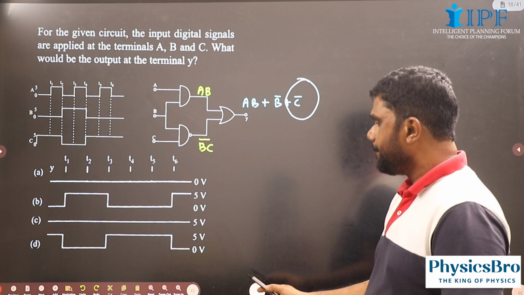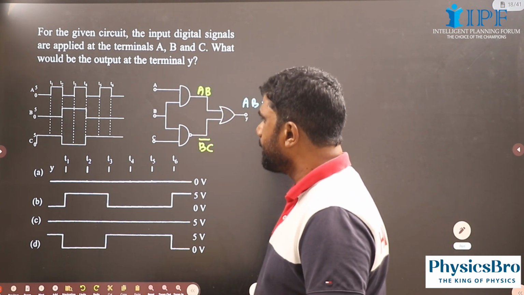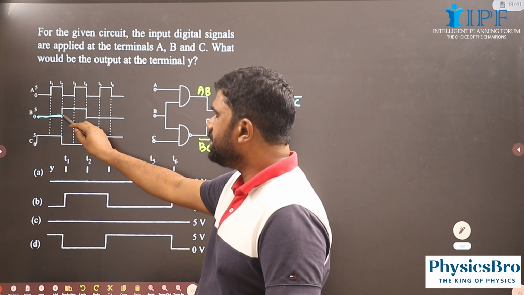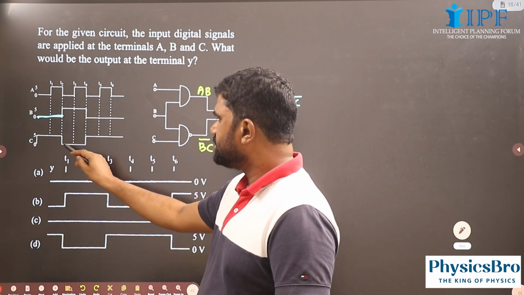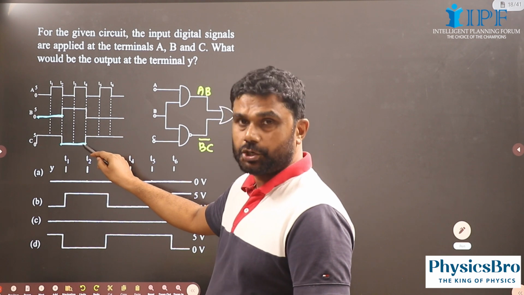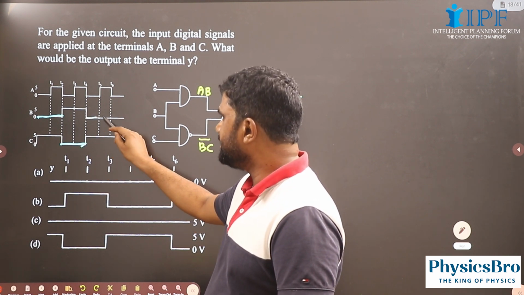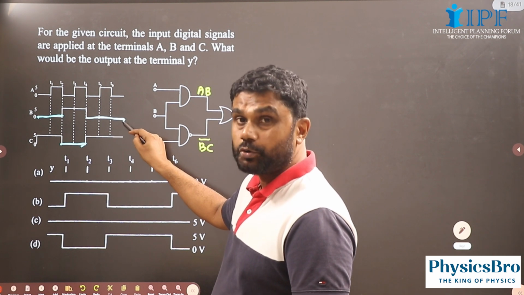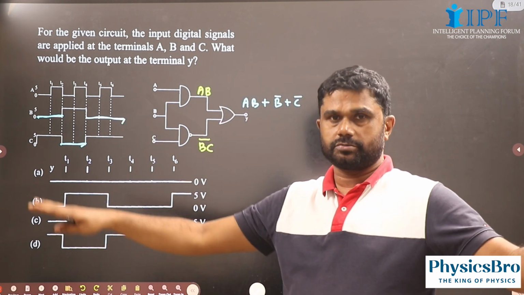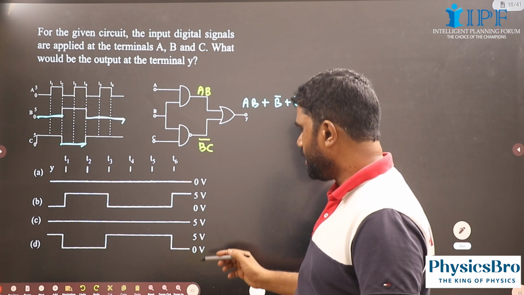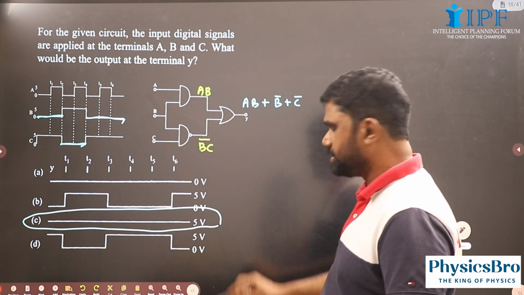Okay, now see, when B or C is 0, during this interval B is 0, output must be 1. And during this interval C is 0, so output must be 1. During this interval B is 0, so output must be 1. So the output must be 1 throughout. Okay, so 1 means 5. So this must be the correct option.